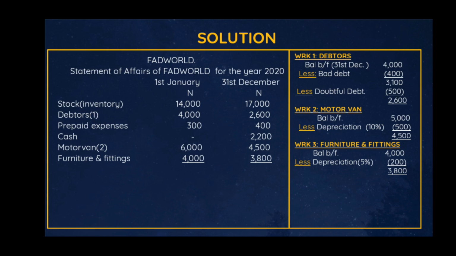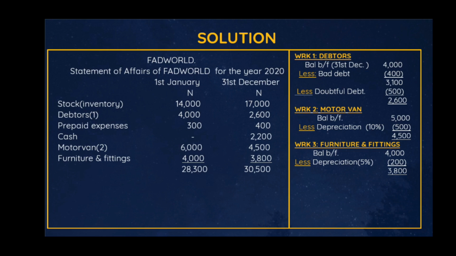The value of our asset as at 1st of January, if we have 14,000 naira plus 4,000 naira plus 300 plus 6,000 plus 4,000 naira, is going to give us 28,300. Then what is the value of the asset as at the end of the year, that is 31st of December? 17,000 plus 2,600 plus 400 plus 2,200 plus 4,500 plus 3,800 is going to give us 30,500. That is the total amount of the asset of the business at the beginning of the year and at the end of the year.